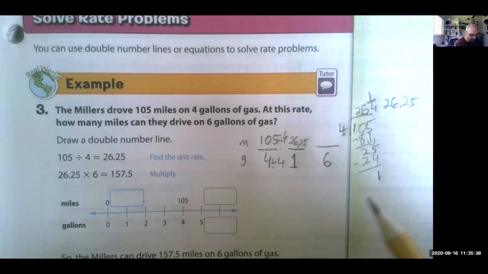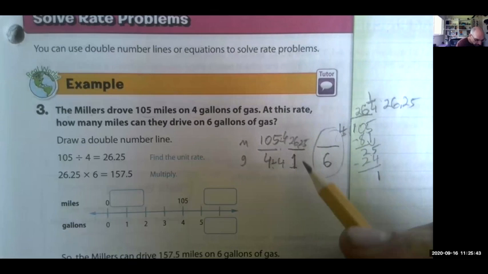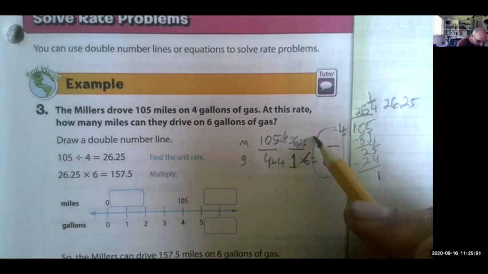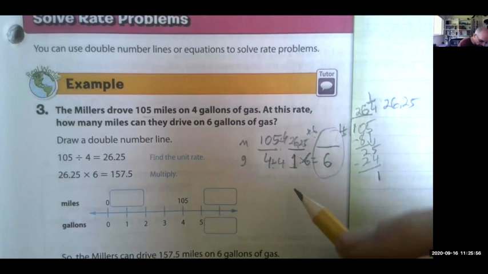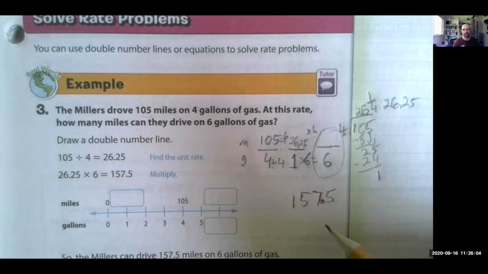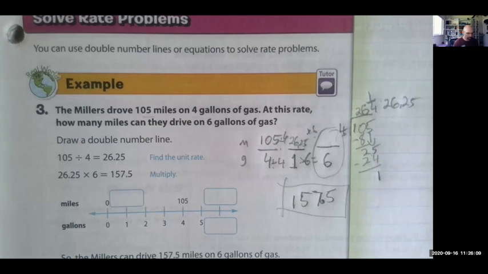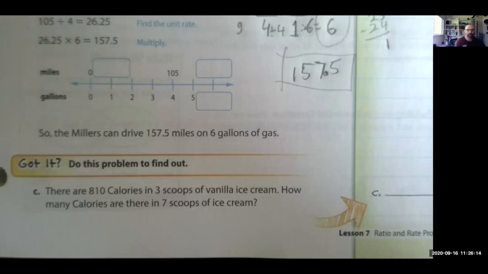26.25 miles. So now, remember, we're still trying to find how far they go on 6 gallons of gas. So now I know 1 times 6 is 6. So now I have to do 26.25 times 6, right? I'll just tell you that 26.25 times 6 is 157.5. So yes, you might have to do some big problems. And on these, it is okay to use a calculator. If you have big problems like that, you can use a calculator. Got it? Cool. So now you guys try letter C at the bottom.